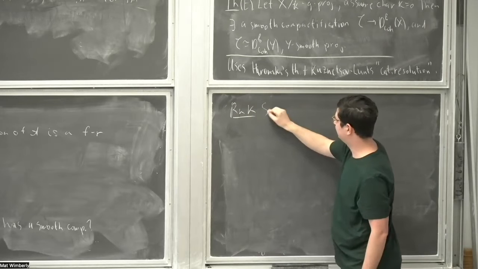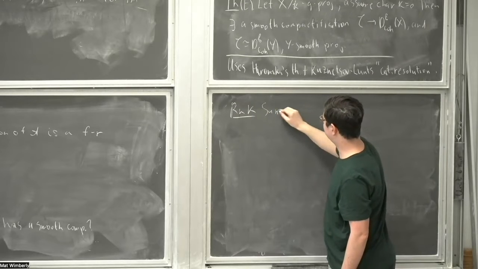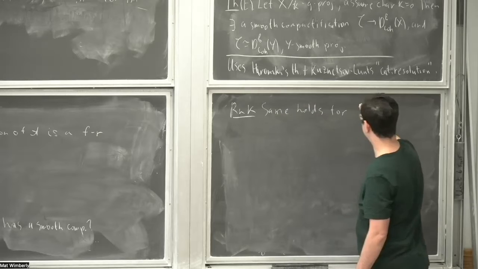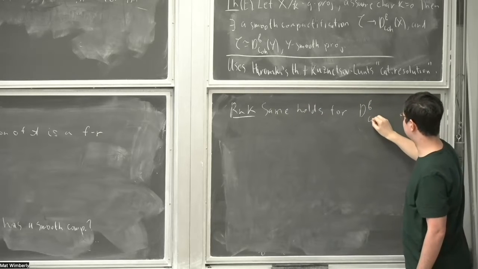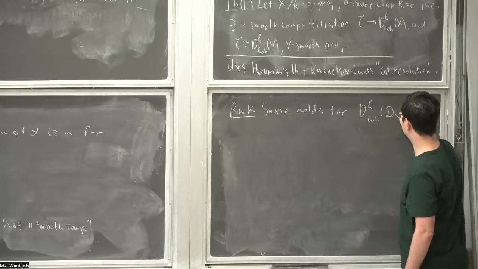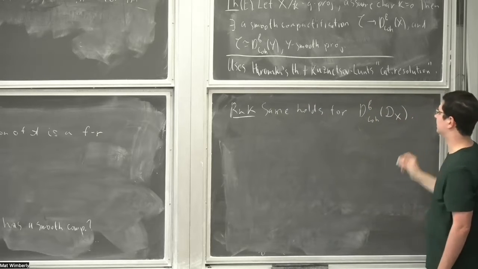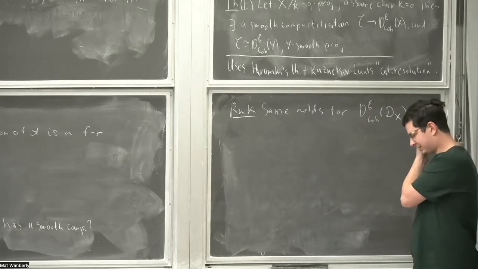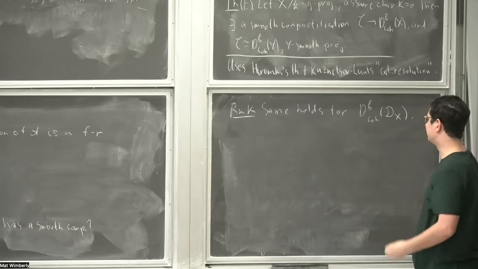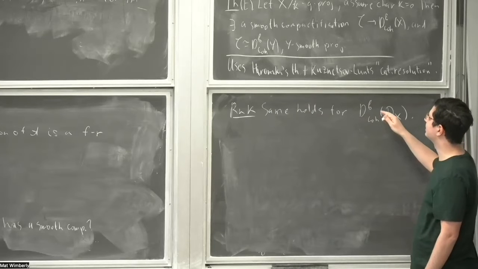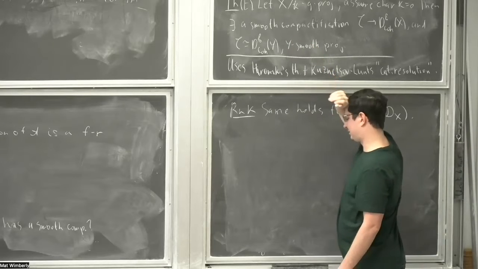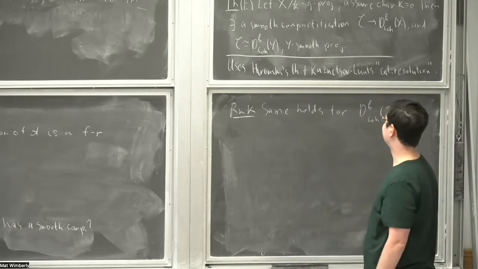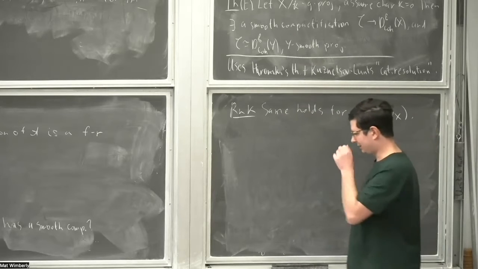Remark: the same holds for derived categories of D-modules as well. I mean, you have well-defined derived categories of coherent D-modules also for singular schemes, and in fact, it can be proved that there exists a smooth categorical compactification for these categories. Yeah.